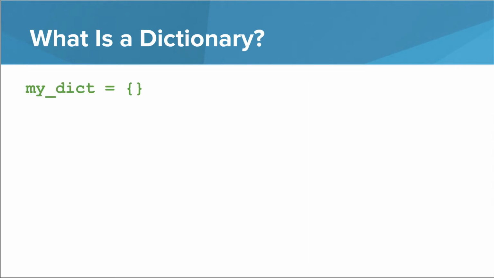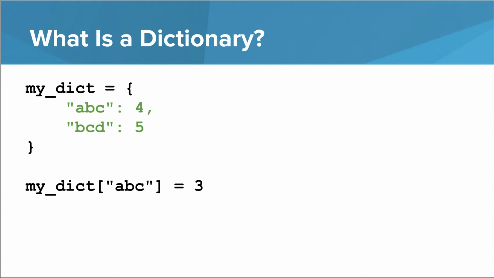Okay, let's back up and step through some dictionary basics. A dictionary is a set of key-value pairs. We can make an empty one like this, and we can set the value of a particular key like this. We can also give the dictionary some initial keys and values like this.